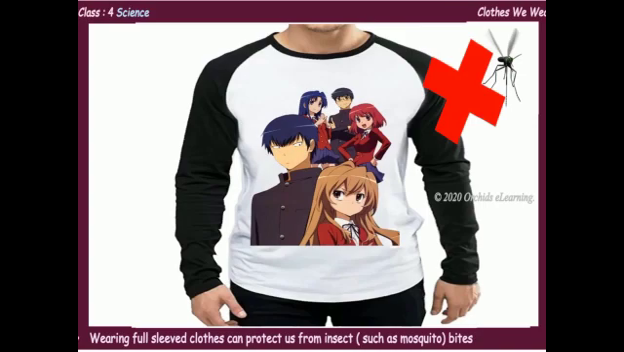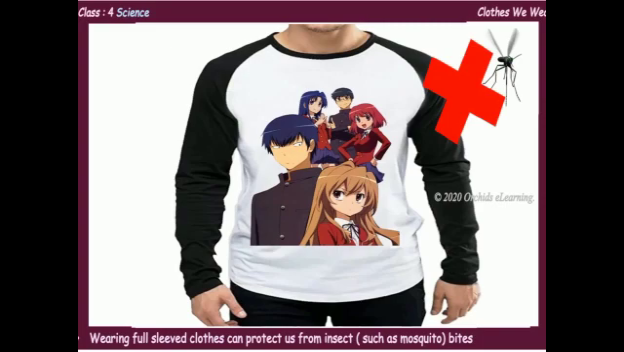Dear students, wearing full sleeve clothes can protect us from insect bites such as mosquito bites. Cotton clothes protect us from the heat of the sun and help to keep us cool. Raincoats protect us from rain and help to keep us dry. Woolen clothes protect us from cold and help to keep us warm. Wearing full sleeve clothes can protect us from insect bites.